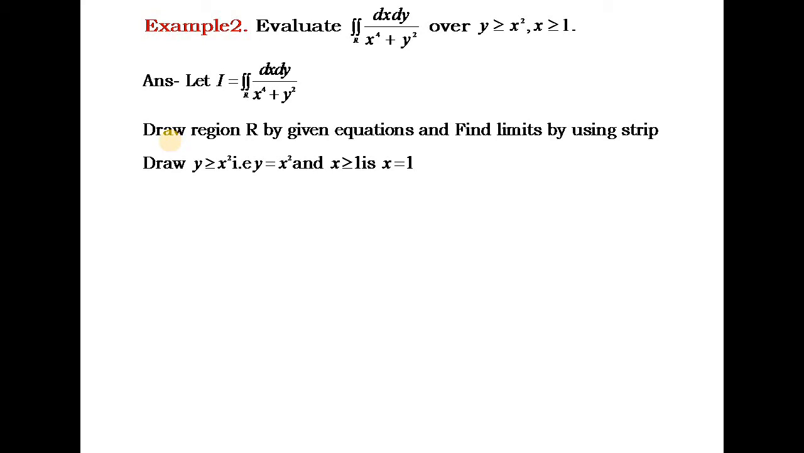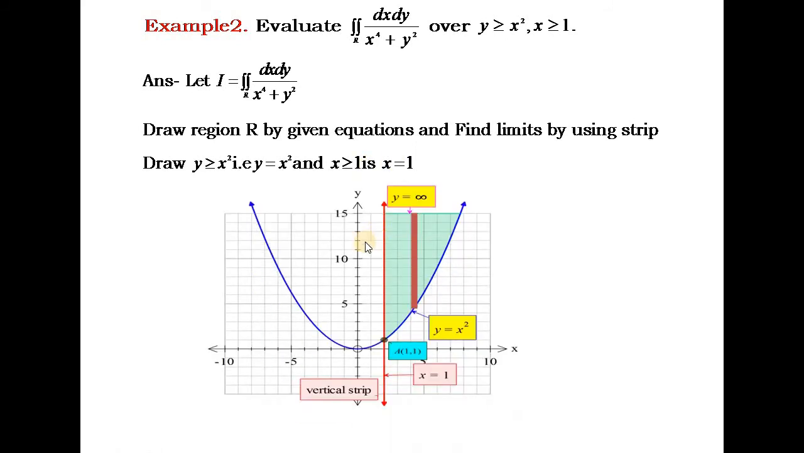Draw y greater than or equal to x square, that is y equal to x square, and x greater than or equal to 1, that is x equal to 1. So this is parabola y equal to x square, this straight line x equal to 1, but given that x greater than or equal to 1 means right part of this straight line, and y greater than or equal to x square means this shaded region.